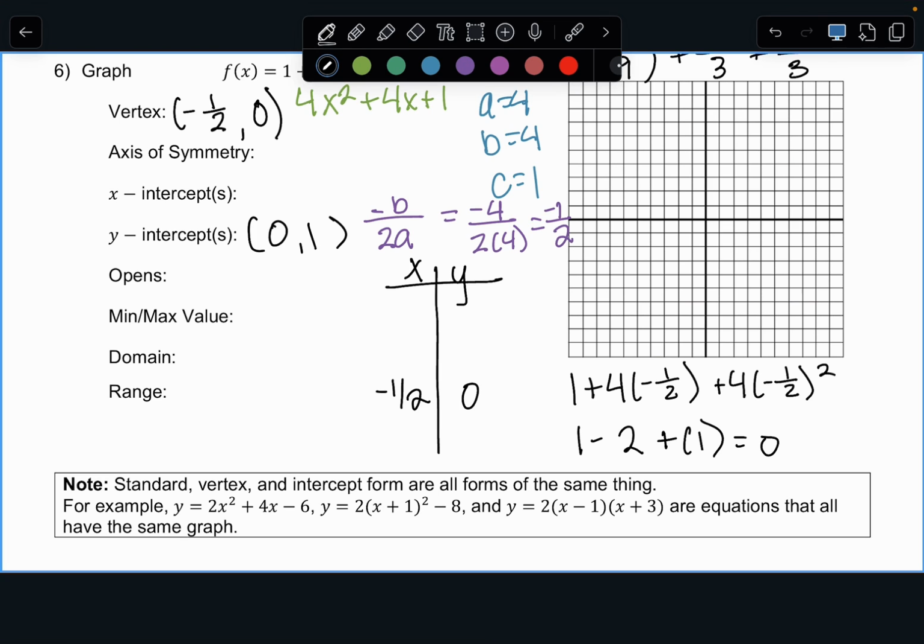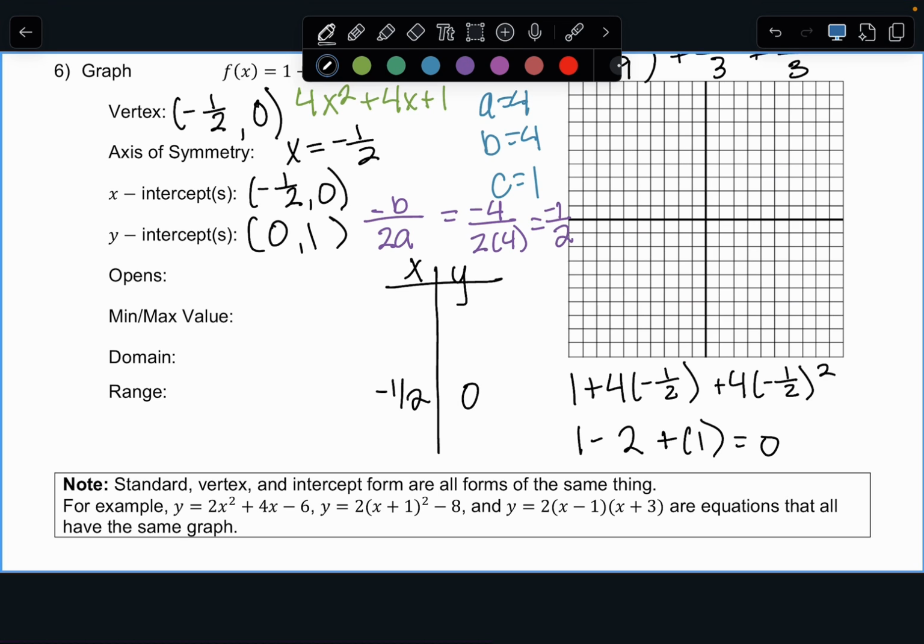Which also means, what's my x-intercept? When is y 0? When x equals negative 1/2. Yeah, when x is negative 1/2. So that's also my x-intercept. My axis of symmetry is the vertical line x equals negative 1/2. And now I'm basically done. I just have to fill out my table.